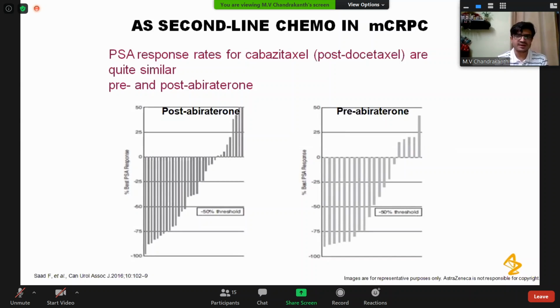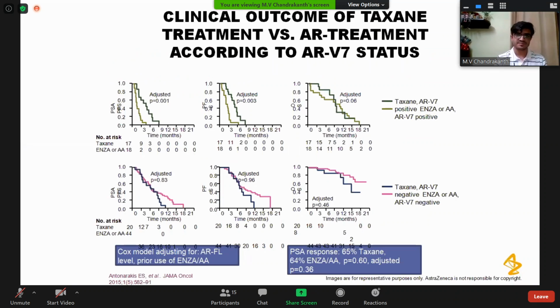So then, as second line therapy in metastatic CRPC, PSA responses for cabazitaxel post docetaxel are quite similar pre or post abiraterone. So basically these hormone therapies have got nothing to do with cabazitaxel. When you take cabazitaxel or docetaxel, they have got nothing to do with hormonal therapy. Whether they have taken enzalutamide before or abiraterone before, it doesn't matter for them at all, because they're basically dealing with a resistant population, or a hormone resistant population.